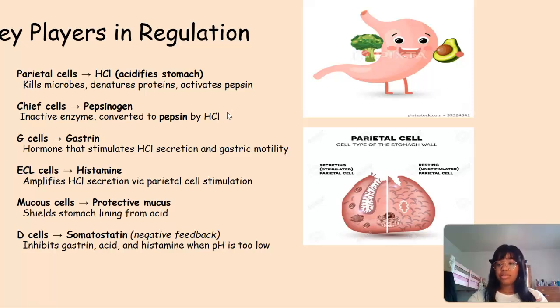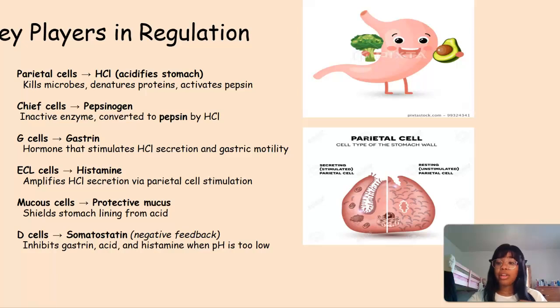In the gastric phase, regulation depends on a coordinated network of specialized cells. Parietal cells are responsible for secreting hydrochloric acid, which not only creates the low pH necessary for digestion, but also activates enzymes and kills pathogens. Chief cells secrete pepsinogen, which becomes pepsin in the presence of acid and begins protein digestion. Gastrin, a key hormone released by G cells, ramps up both acid secretion and stomach motility.